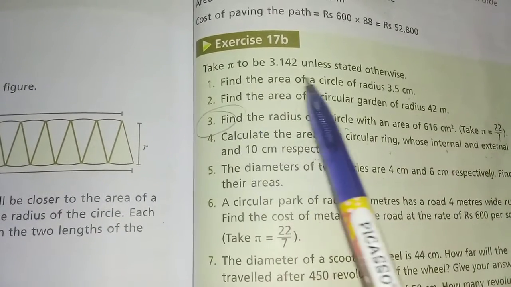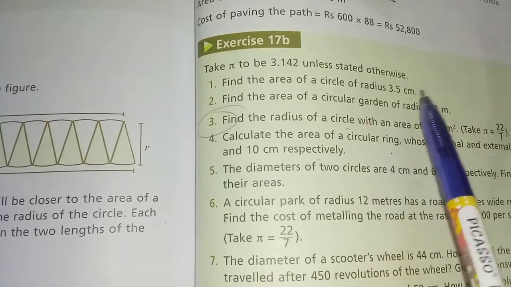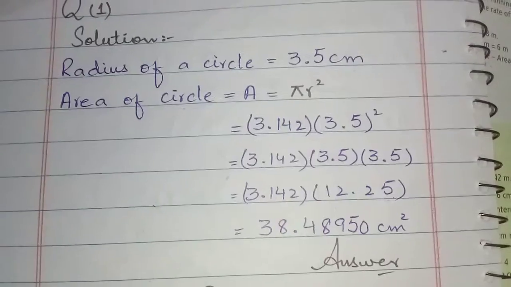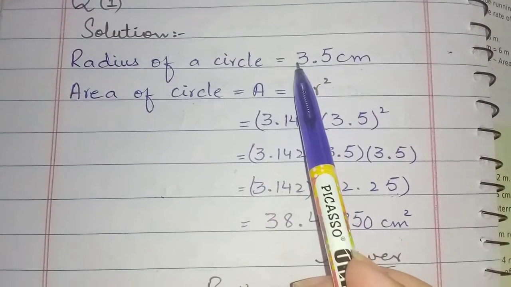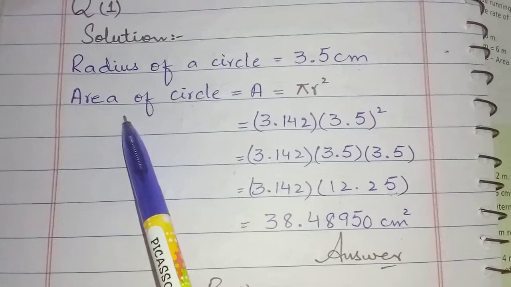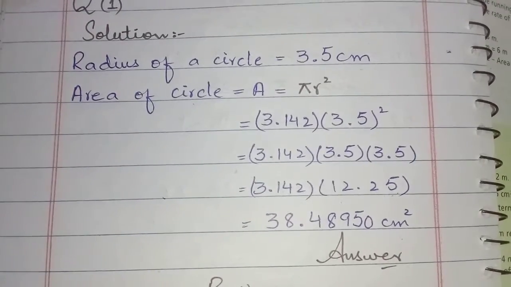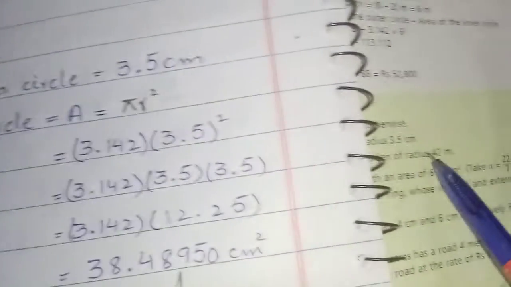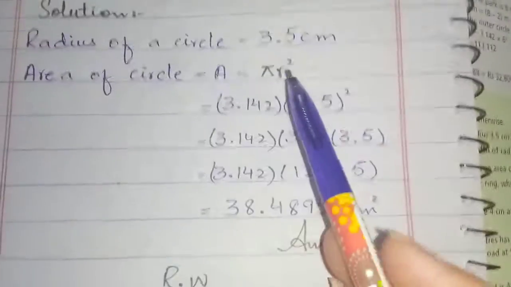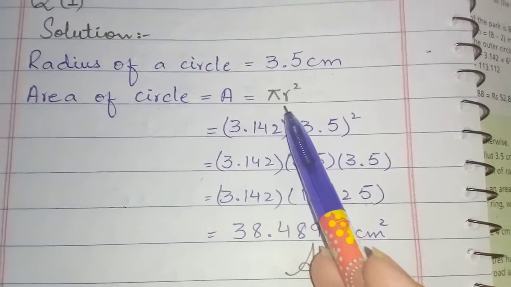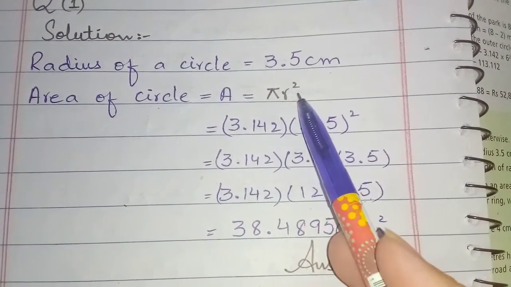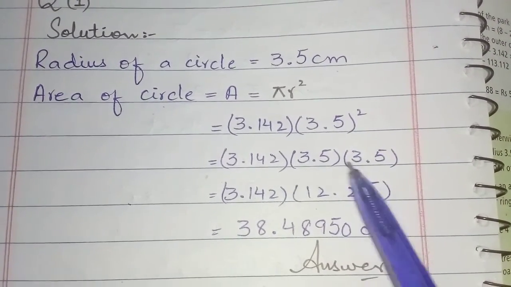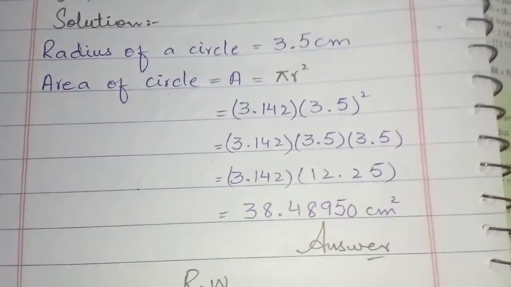Okay, question number 1. Find the area of a circle of radius 3.5 centimeter. The radius of a circle is given and we have to find the area of the circle. Radius is given in the question, 3.5 centimeter. A is equal to pi r square. Pi is equal to 3.142 because the value of pi is not stated, and r is equal to 3.5, so r square is 3.5 square, which can be written as 3.5 multiplied by 3.5. Now we have to multiply 3.5 with 3.5.